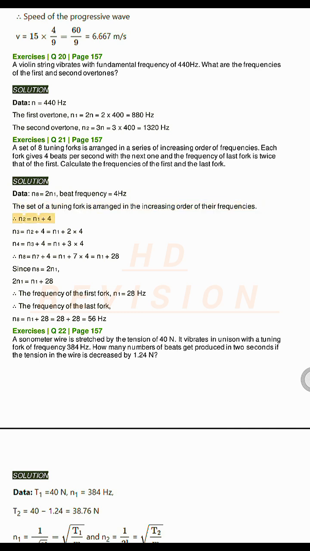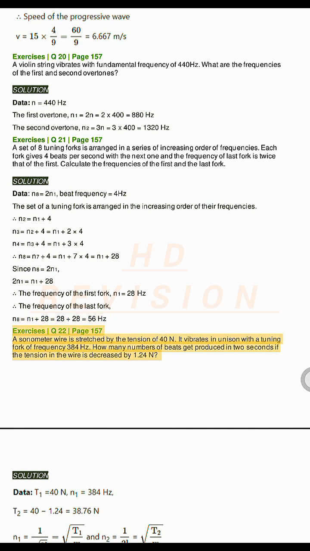Therefore N2 equals N1 plus 4. N3 equals N2 plus 4 equals N1 plus 2 times 4. N4 equals N3 plus 4 equals N1 plus 3 times 4. Therefore N8 equals N7 plus 4 equals N1 plus 7 times 4 equals N1 plus 28. Since N8 equals 2N1, 2N1 equals N1 plus 28. Therefore the frequency of the first fork, N1 equals 28 Hz. Therefore the frequency of the last fork, N8 equals N1 plus 28 equals 28 plus 28 equals 56 Hz.